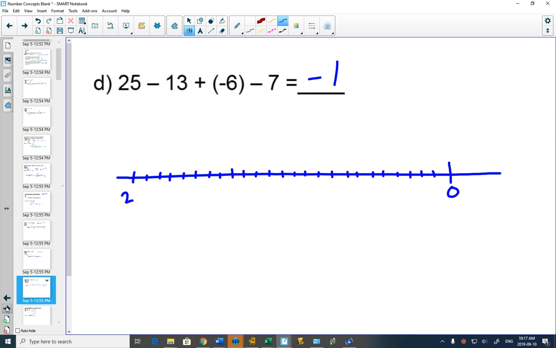Oh, and I went in the wrong direction. This is where your eraser comes in handy. What should I do? 0. There, that would make this one. If I went 25 in the wrong direction, that would make 25 in the right direction. So we're starting at 25.